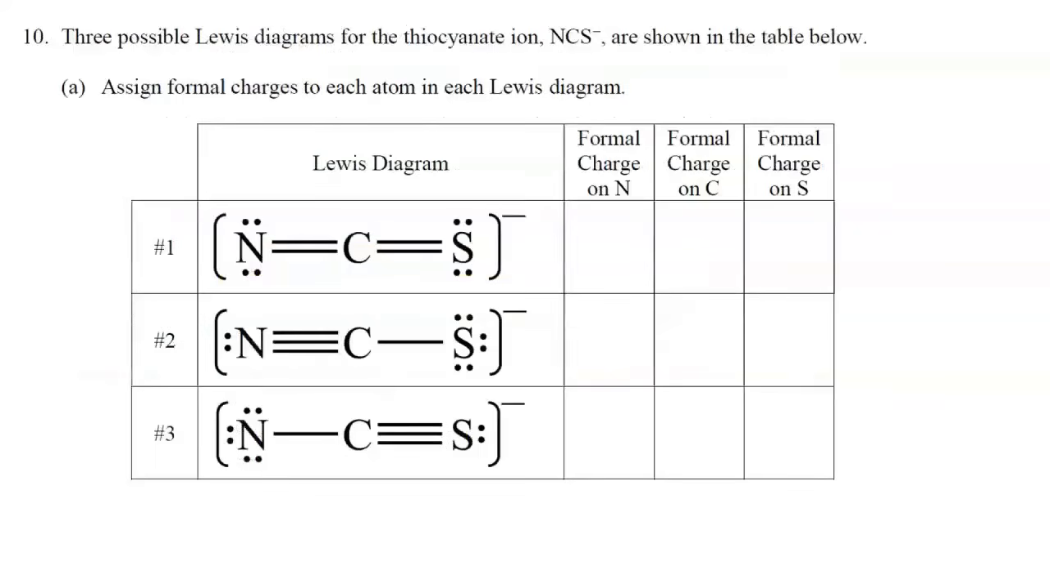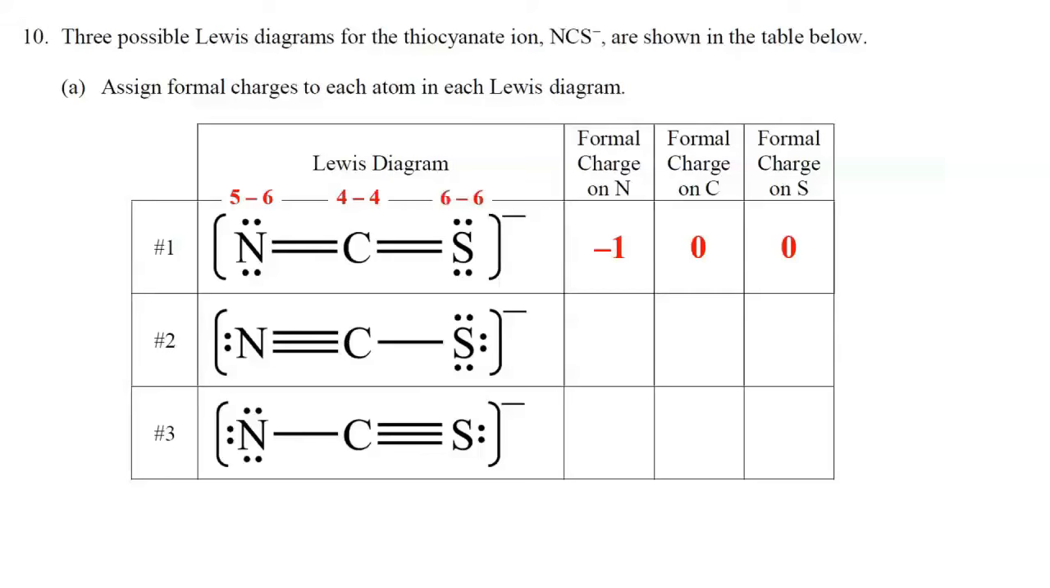So let's start with Lewis diagram number 1, and we'll begin with the nitrogen atom. Nitrogen has 5 valence electrons. I see 4 dots and 2 bonds. That would be 5 minus 6, so a formal charge of -1. Carbon has 4 valence electrons, and I see 4 bonds, so 4 minus 4 is 0. Sulfur has 6 valence electrons, and I see 4 dots and 2 bonds, so 6 minus 6 is 0.